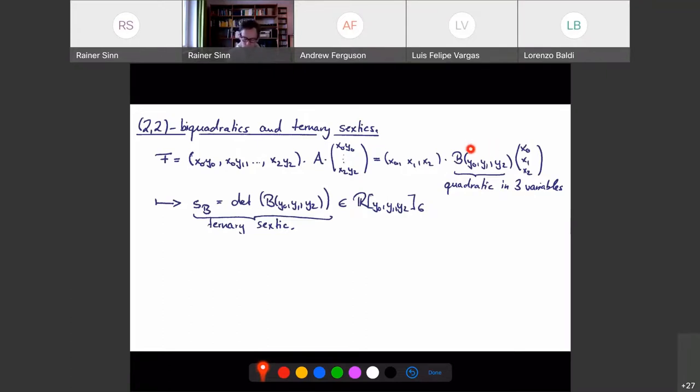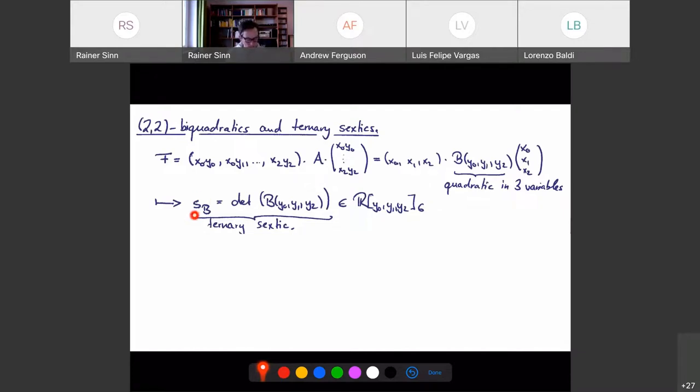Okay. And so now we're going to associate to this biquadratic form the following polynomial. We take the determinant of this 3 by 3 matrix. This is a 3 by 3 matrix with entries of degree 2. So what we get out is a polynomial of degree 6, right? Every term of this determinant is a product of 3 polynomials of degree 2. So in the end, we get a polynomial of degree 6.